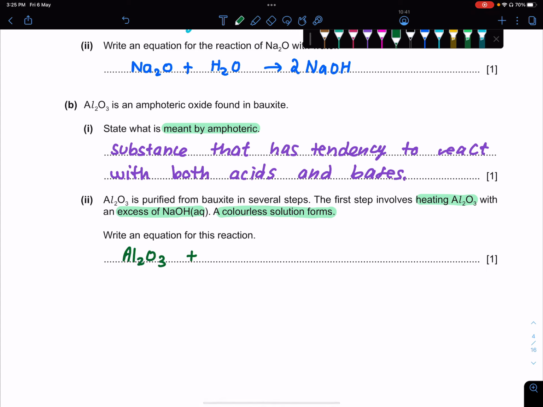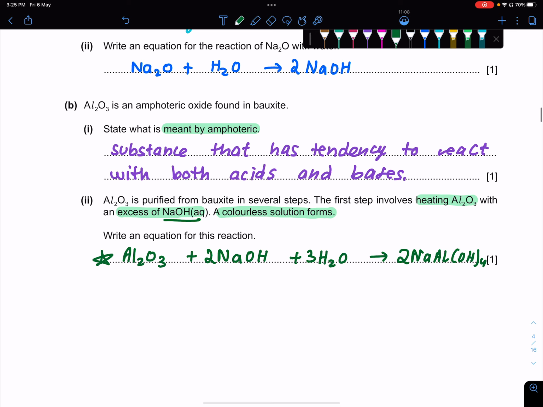Al2O3 plus NaOH plus water. This is a rule. We have to add the water in this reaction, and sodium aluminate will form, NaAl(OH)4, right? So we gotta balance that. There are two aluminiums on here, so I should put two here, and then it will be eight already, two here, so three here, right? Do remember this equation that whenever aluminium oxide reacts with NaOH, we get this.